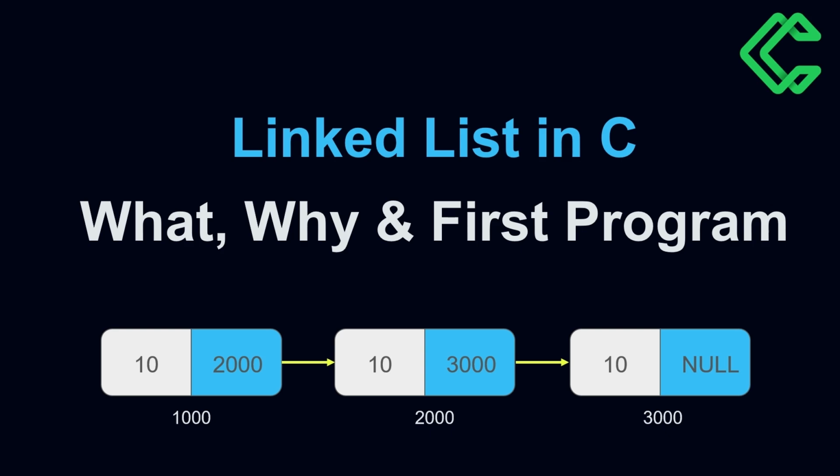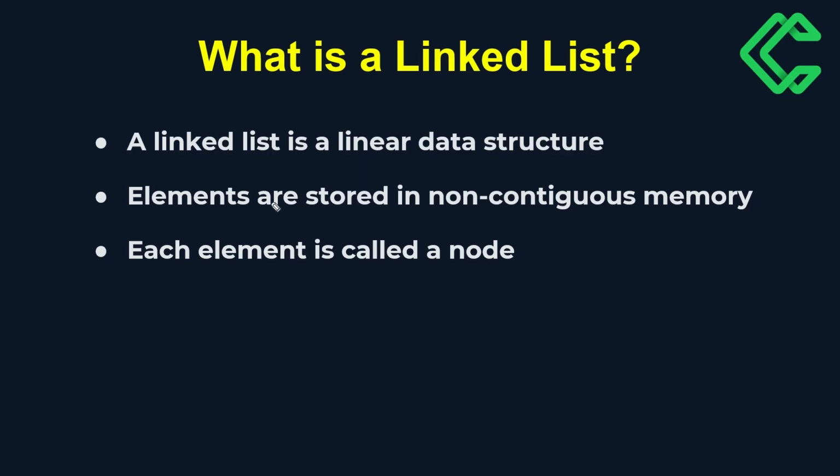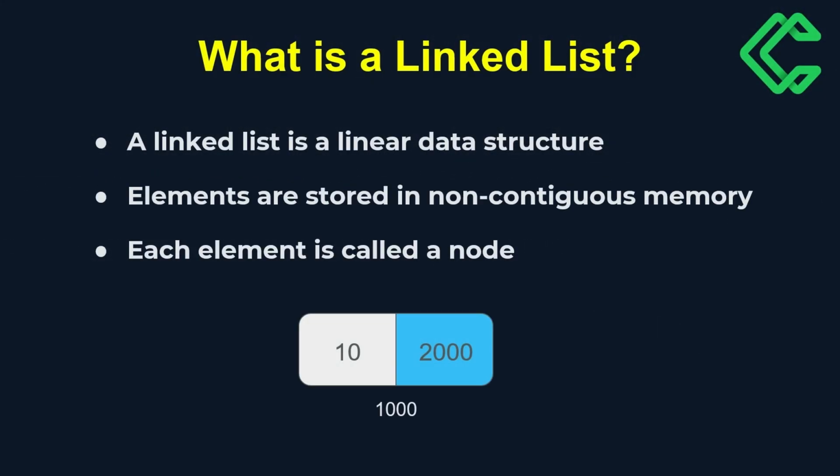In this video, you will understand what a linked list is, why we need it, and we will manually create our first linked list in C. So what exactly is a linked list? A linked list is a linear data structure where elements are stored in non-contiguous memory. Each element in the linked list is called a node. Here is an example of one node. A node contains data and an address, or a pointer, to the next node.